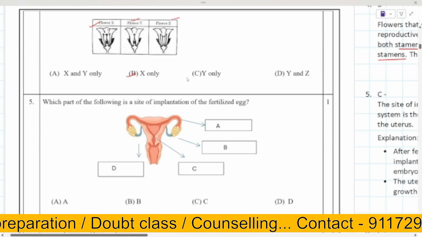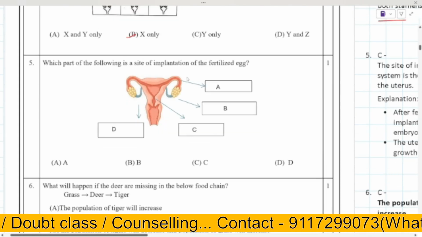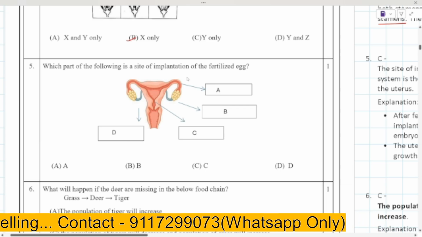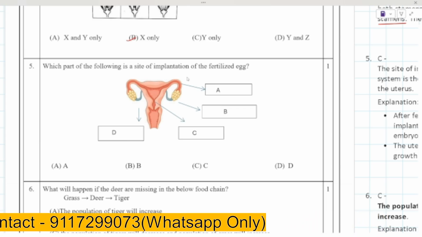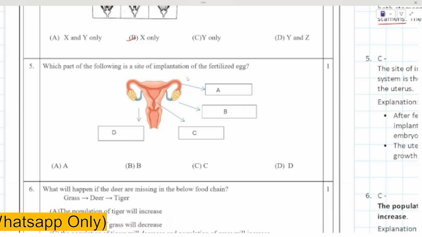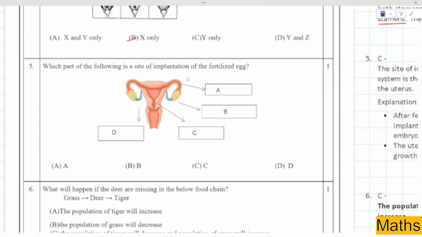You have to just keep your concepts clear, okay? I analyzed your question. The whole question paper is too easy. We can say it's a moderate level. You just have to clear your concepts. I am sure after all your classes, it will be clear. Okay.